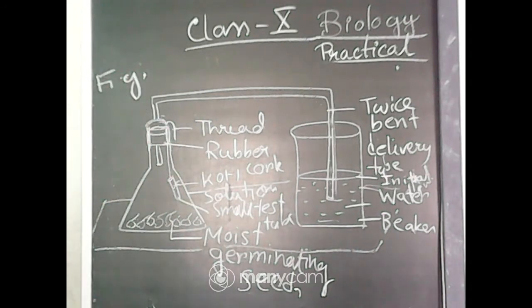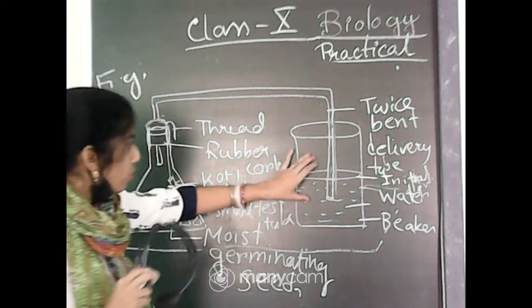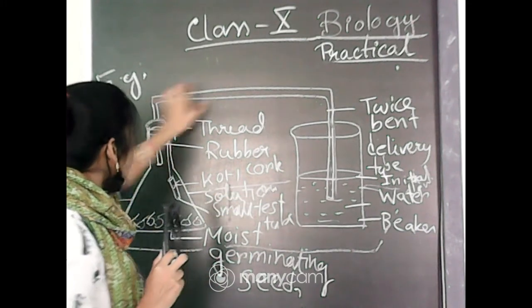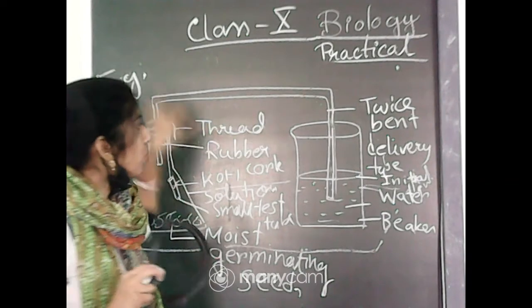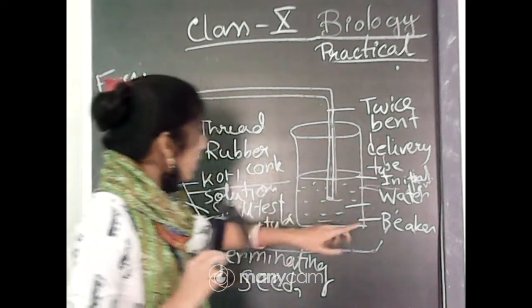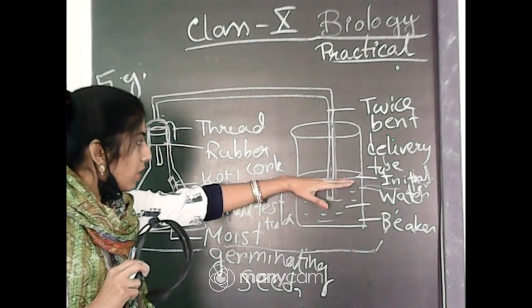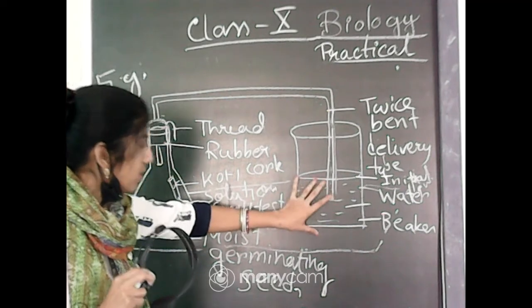You can see the diagram which I have drawn on the board. On the left side you have to draw a conical flask, and on the right side you have to draw a beaker, and this one is the twice bend delivery tube. This is the initial level of water, this is the water and this is the beaker.